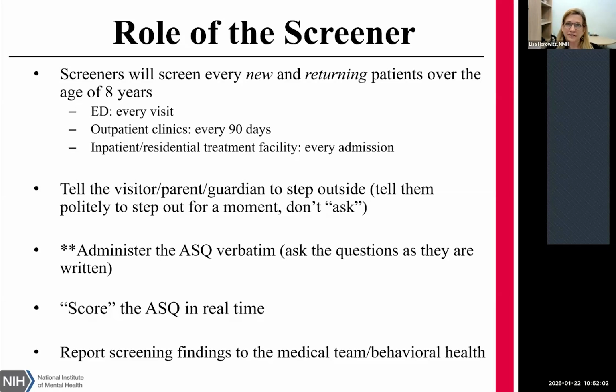You score the ASK in real time, which just means if they say yes to any one of the questions, then they're positive, and you ask the 5th question, right? And then you report the screening findings to the medical team, the behavioral health team, before they go in the room. And that's really important so that everybody knows. Maybe this person's there for a well visit, maybe they're there for their annual physical and they screen positive. You want the medical team to know that at the outset, because this could turn into a very short conversation, or it could be a very long conversation, and they need to know that up front.